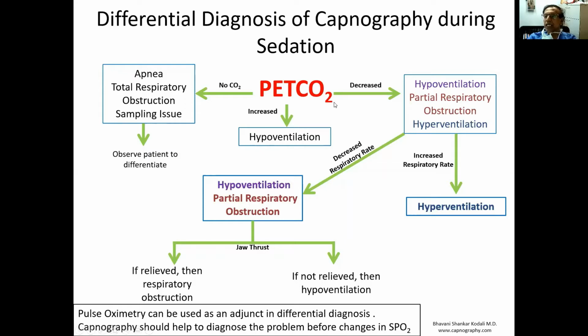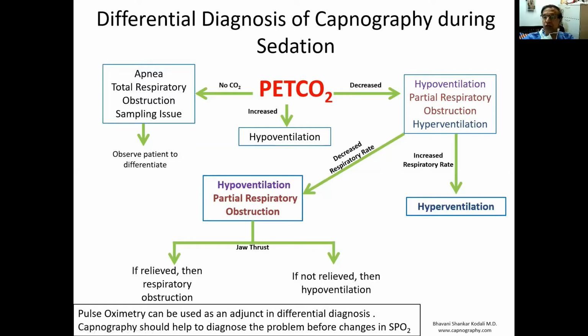If CO2 is increased, then it is hypoventilation. If CO2 is decreased, then it could be hypoventilation, partial respiratory obstruction, or hyperventilation. It could be one of these three. So you look at the respiratory rate. If the respiratory rate is increased, then it is hyperventilation. If the respiratory rate is decreased, then it is hypoventilation or partial respiratory obstruction.